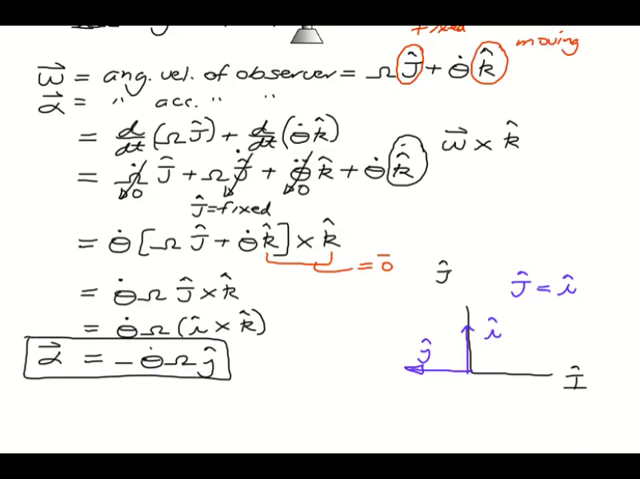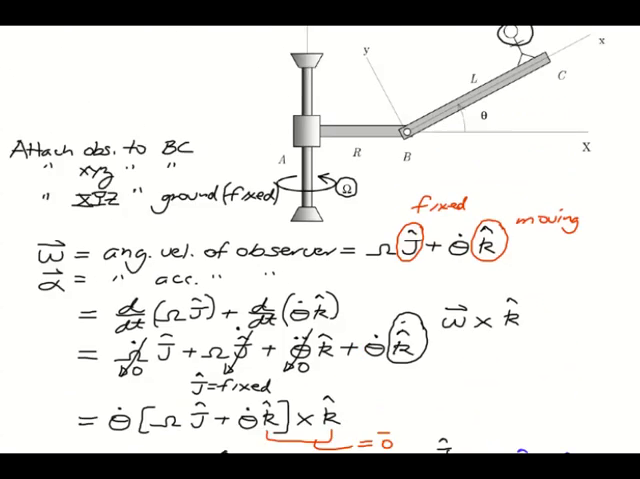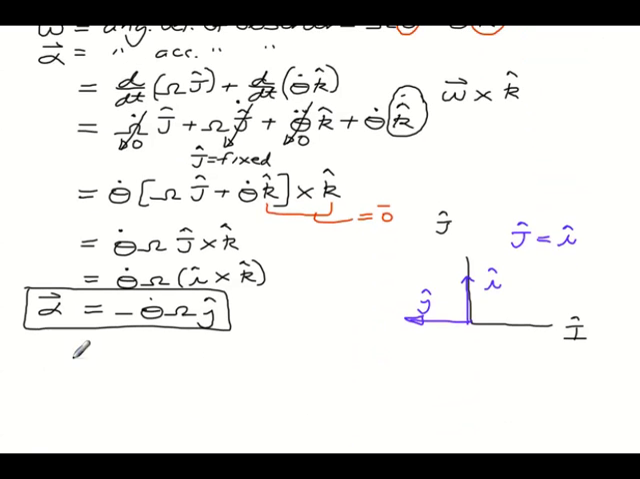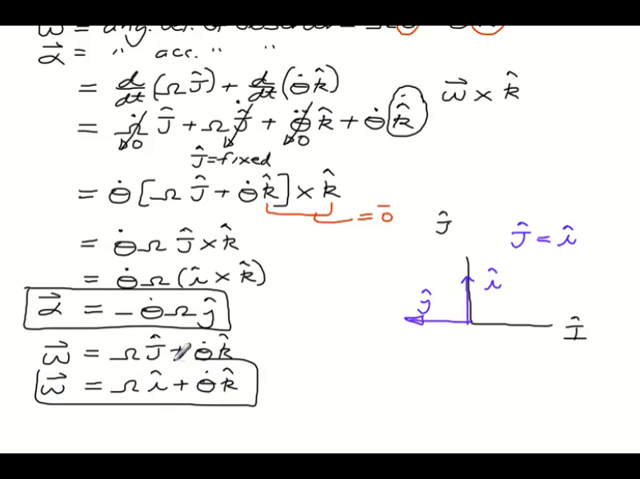And I think we were asked to find both omega and alpha, so let's write omega also in the same frame. So omega is equal to, what did we say, big omega big J plus theta dot small k. If I write big J in terms of small ijk, that becomes omega small i plus theta dot small k. So there we have it.